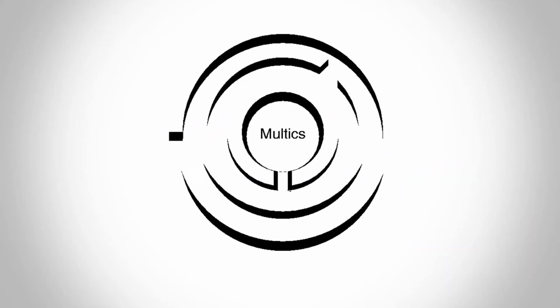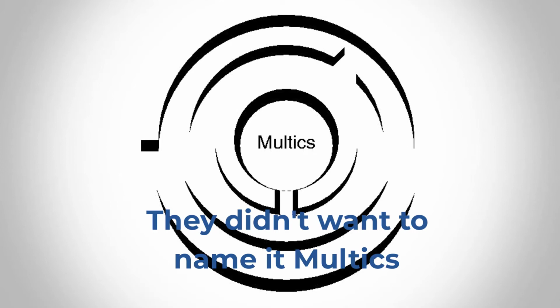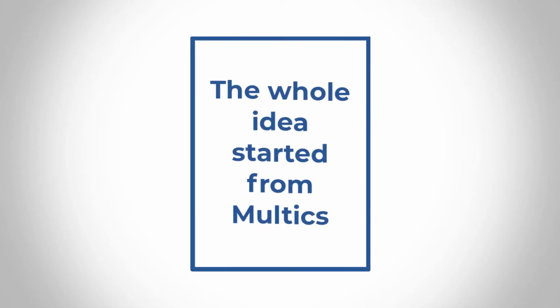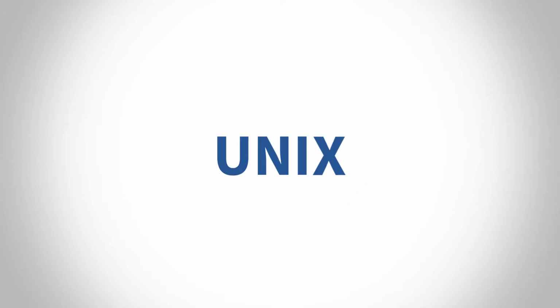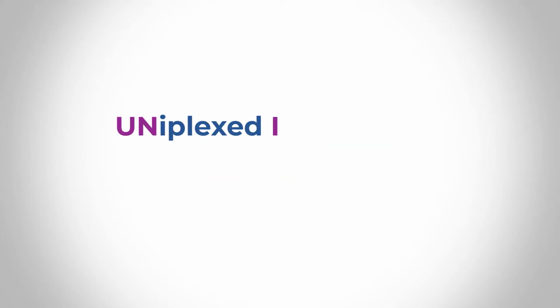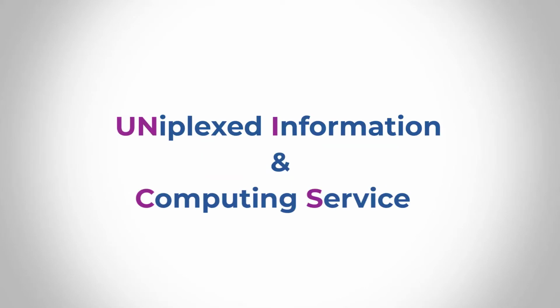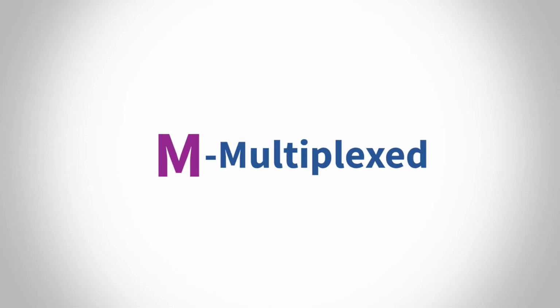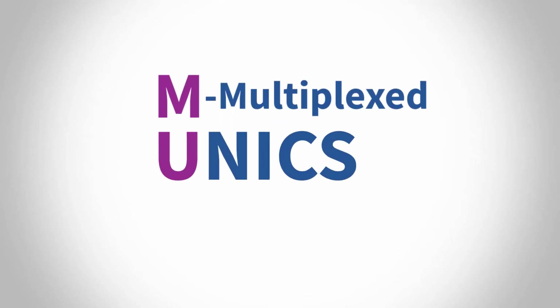At that point, they didn't want to name it Multics, even though the whole idea started from Multics. They decided to name it UNIX. Not the UNIX with an X this time around, it's UNIX with a CS, which meant Uniplexed Information and Computing Service, as opposed to Multics, which was Multiplexed. The design for UNIX is Uniplexed.